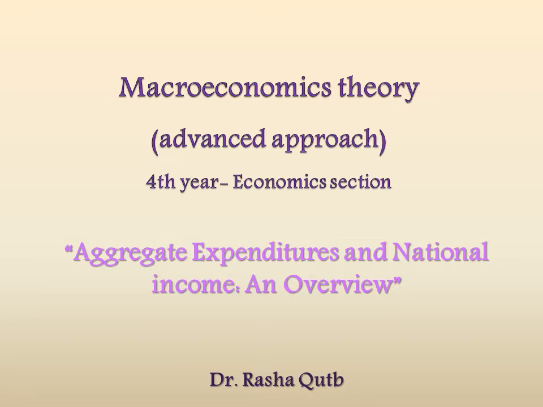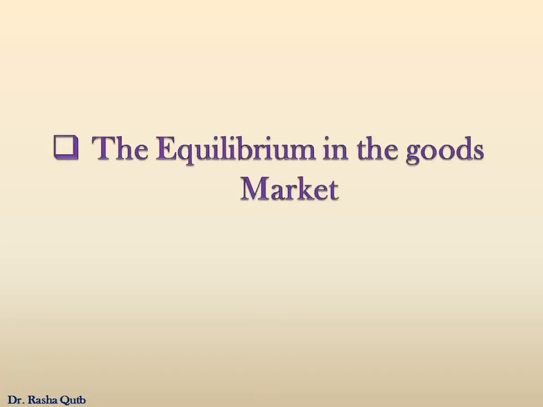Let's now take an overview about the aggregate expenditures and national income. The main goals of these chapters: first, how the equilibrium in the goods markets is determined inside a certain economy. Second, what's meant by multiplier and how the value of multiplier is determined or measured in a certain economy.